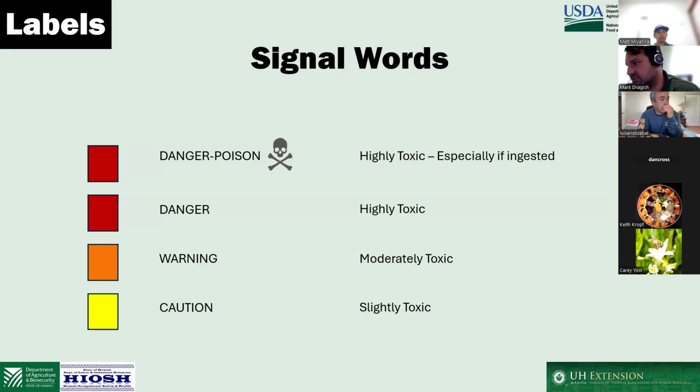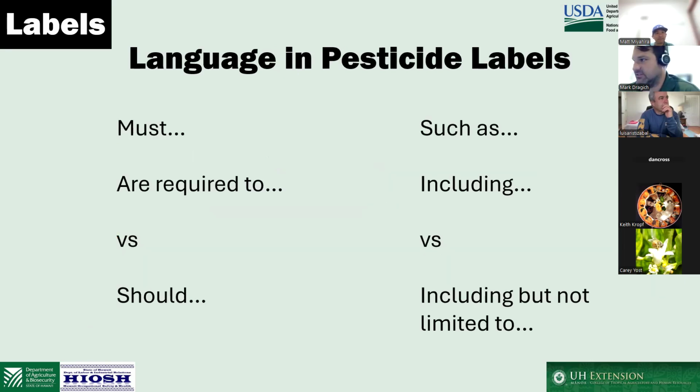I already talked about the signal words, but it's here again. Caution being the safest, least acutely toxic, then warning, then danger, and then danger poison is there for like ingestion risk. Danger and danger poison is acute, very highly acutely toxic.